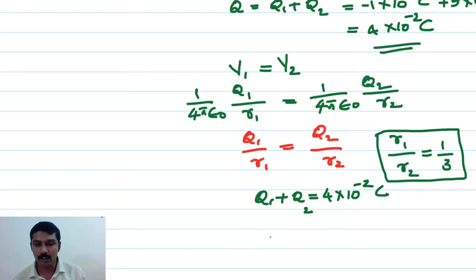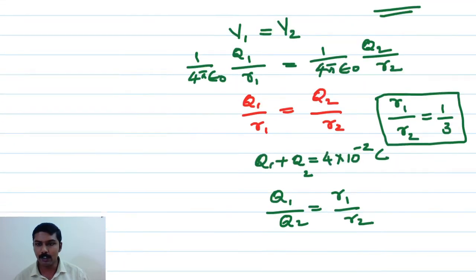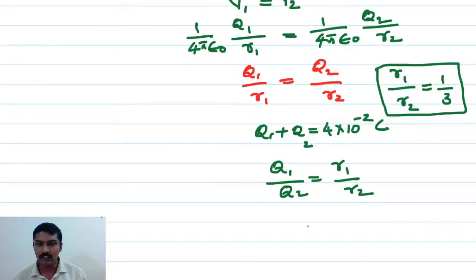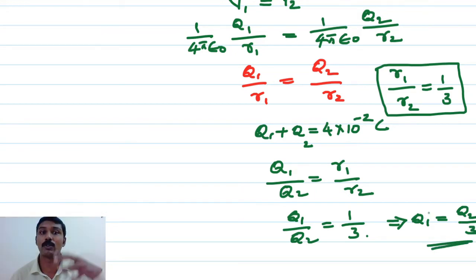So from here, Q1 divided by Q2 will be equal to R1 divided by R2. R1 by R2 is 1 by 3. If I substitute this, you get Q1 divided by Q2 equal to 1 by 3. From here, Q1 is equal to Q2 divided by 3. Why do we find it like this? We have to find the final charge on the bigger sphere, that is Q2. That means the final answer should have only Q2 in this equation.